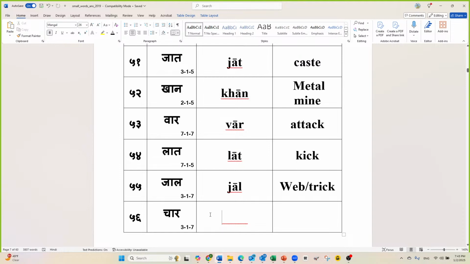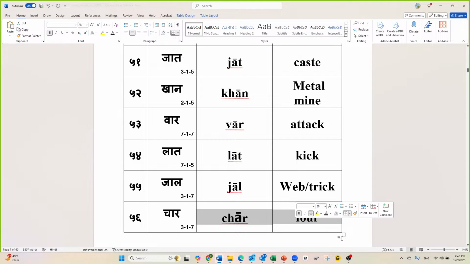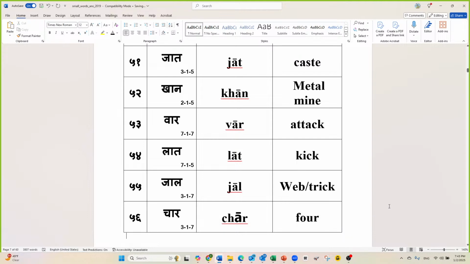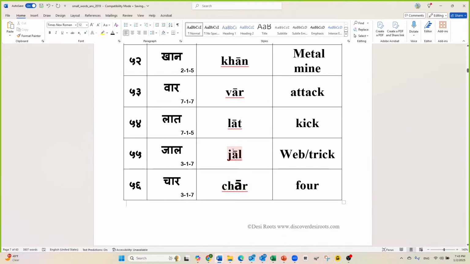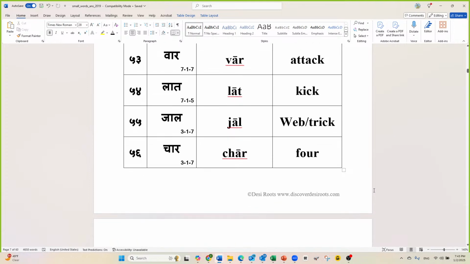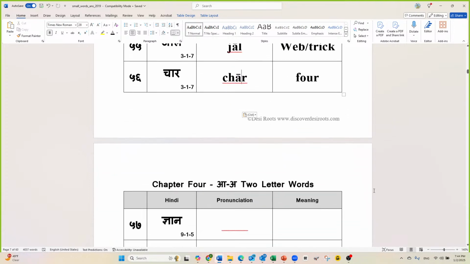Kavinav, read it for me. Char. And what does char mean? We just did. मेरे परिवार में 4 लोग हैं. Four. Char is four. Okay. I think it had just become too big for itself. The A was too big for its own shoes. So we brought it back to size.